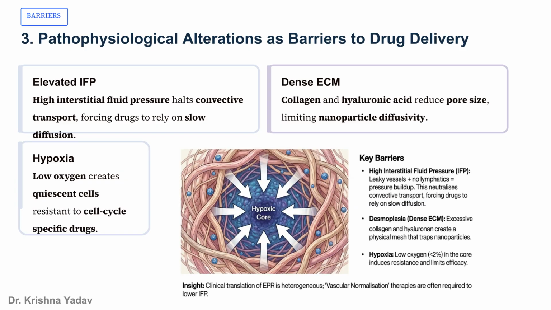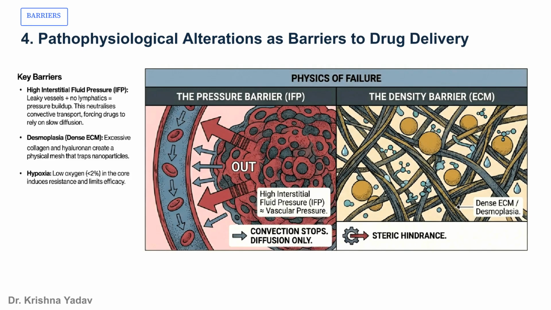The interplay of elevated IFP, dense ECM, and hypoxia forms key barriers. Elevated IFP is a pressure barrier, neutralizing convective transport. Dense ECM is a density barrier, creating a physical mesh. Hypoxia induces drug resistance and limits efficacy. The pressure barrier, IFP, and density barrier, ECM, prevent adequate drug distribution. High IFP forces reliance on slow diffusion, while dense ECM causes steric hindrance. Overcoming these requires innovative drug delivery strategies.